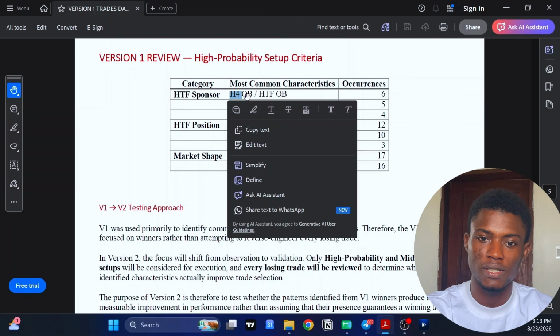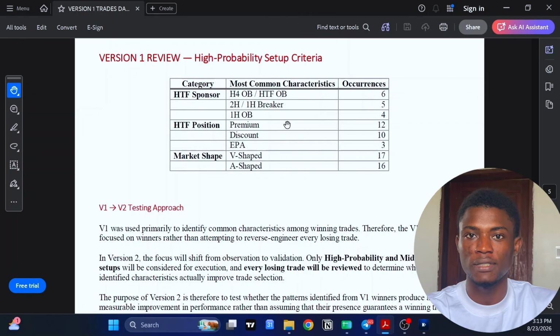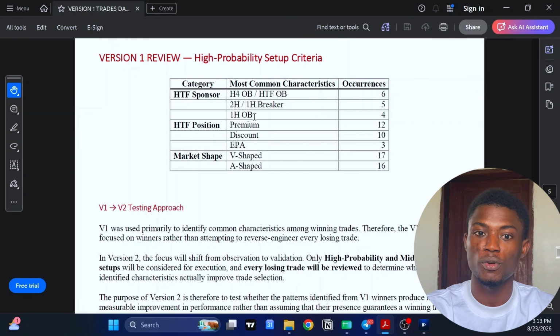So order blocks basically are good higher time frame sponsors rather than maybe using a random fair value gap. You see, there's no fair value gap here, even though I had used fair value gap in my version 1 testing. So this just helped me narrow down the kind of higher time frame sponsor I'm looking to work with.